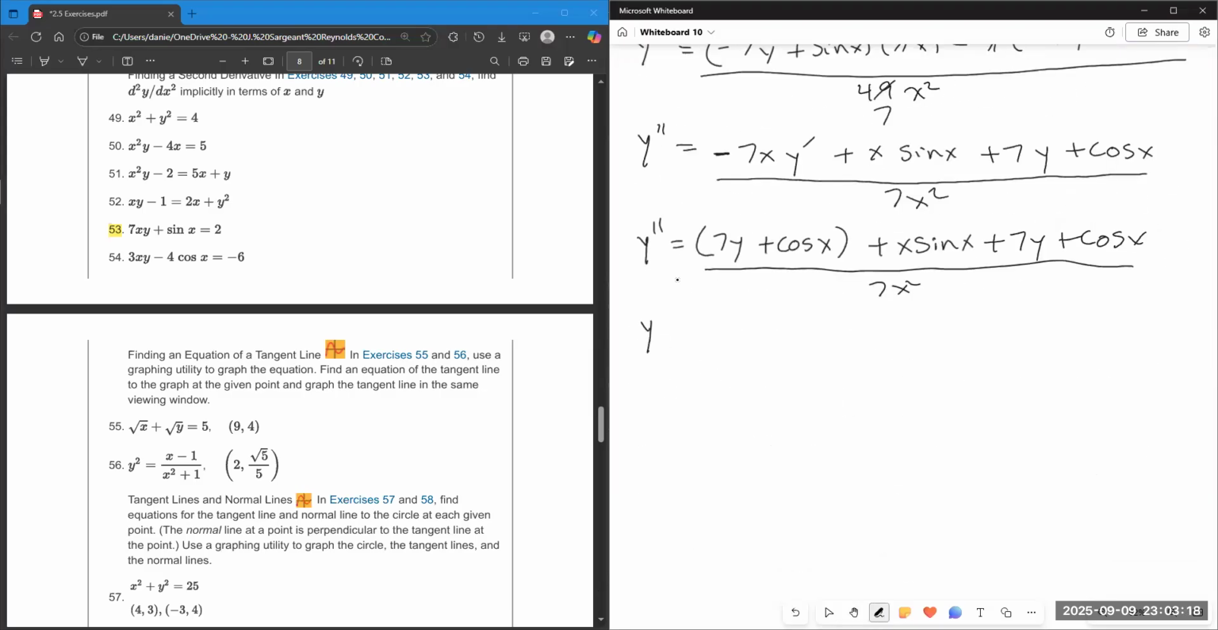And y double prime is 14y plus 2 cosine of x plus x sine of x over 7x squared.